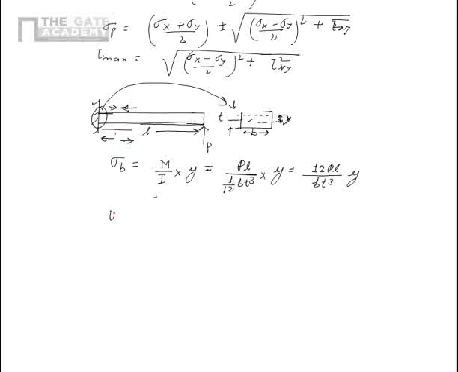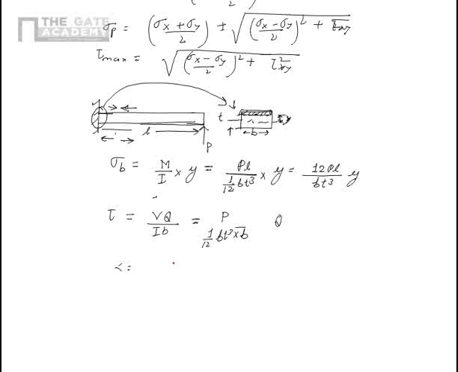Now the shear stress tau in the beam is given by V Q upon I b, where V is the shear force which is P, and I is 1 upon 12 B T cube, and b is the width itself, multiplied by Q. Now Q at a distance of y from the neutral axis is the area, this area, multiplied by the distance of the centroid of that area from the neutral axis.